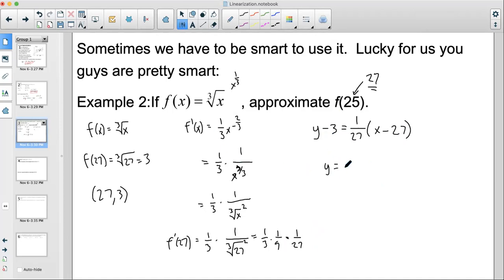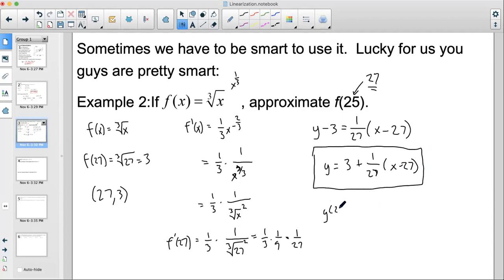And then, like I said, we'll write it like this: I add the 3 to both sides. So I get 3 plus 1/27 times x minus 27. And now I just plug in the number that they asked. This is now my linearization. And now I'm going to say, I wrote y of 25 before, you could write f of 25. This just reminds me that I'm plugging in 25 for x. Oop, screwed that up. Remember, this is not an equal sign anymore. This is an approximately sign.